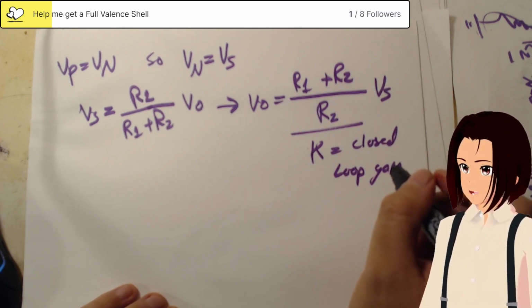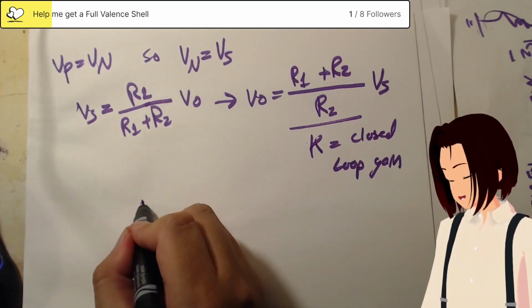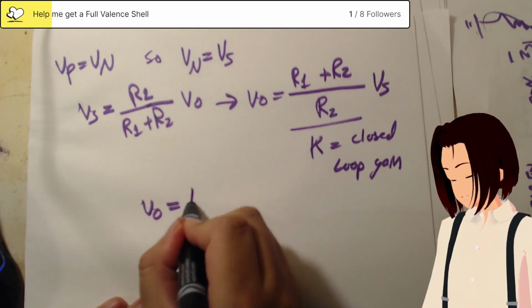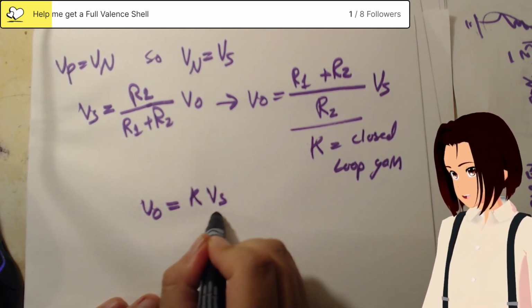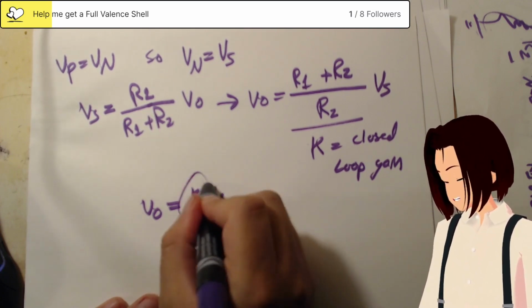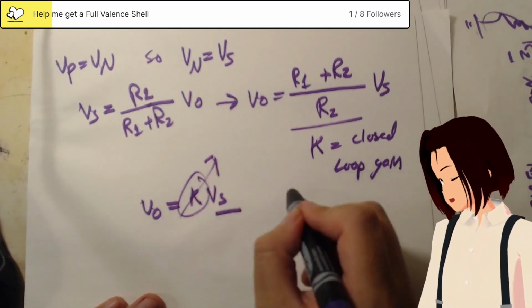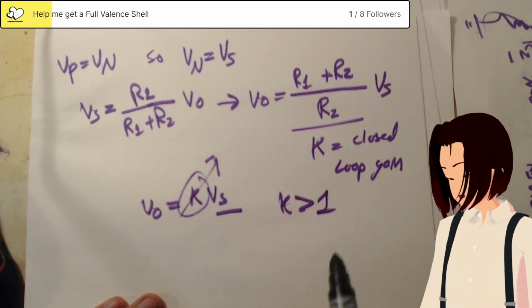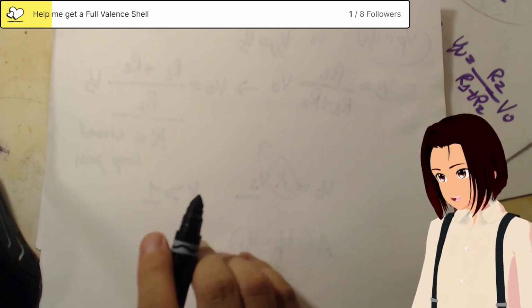So basically, we have VO equal to some gain times the input, which is the voltage source. It's just sort of scaling. Usually you want this greater. So I'm going to show you the inverting amplifier.